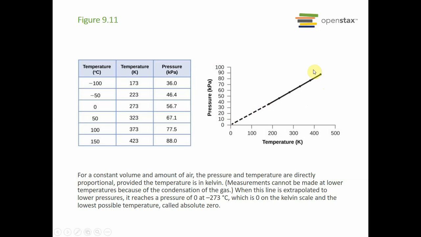You can think of this pressure as going boop, boop, boop, and then boom, hitting the ground at this point. When this line is extrapolated to lower pressures, it reaches a pressure of 0 at minus 273 C, which is 0 on the Kelvin scale, and the lowest possible temperature called absolute 0.